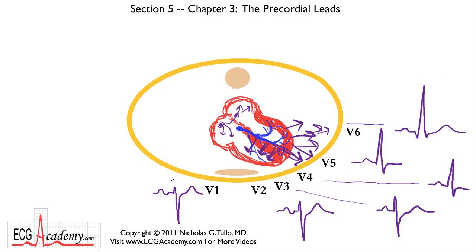So you can see that the R wave gets bigger and bigger across the precordium, and the S wave will gradually get smaller and smaller. And the reason that's so is because we're seeing different electrical views of the heart. As we get further around the back end of the heart, we see the ventricle growing larger and larger. Why? Because the left ventricle is indeed a posterior structure, and V6 is seeing the backside of the heart a lot better than V1 is.